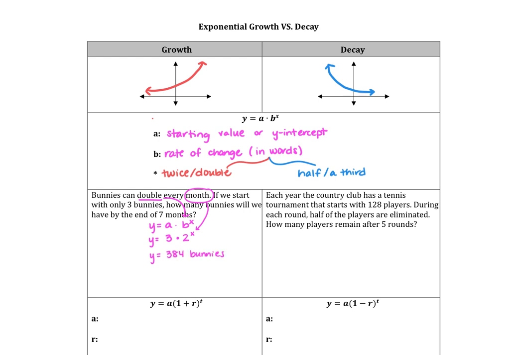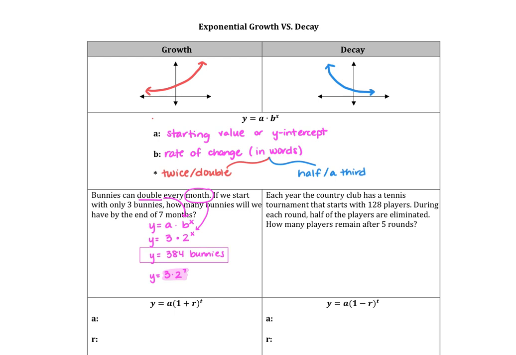Another option is you could take the equation of y equals 3 times 2 to the x and change the x to be a 7 for 7 months. I can go into my home screen of my graphing calculator and type in just this part of my equation, and it would also give me the answer 384.